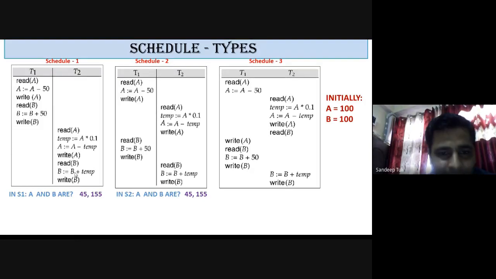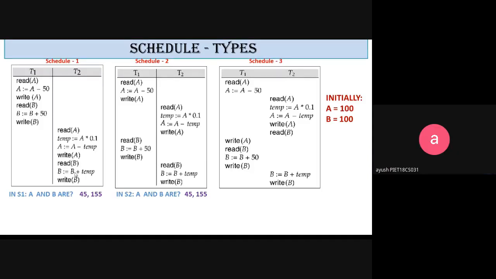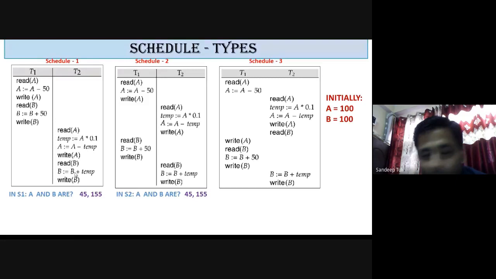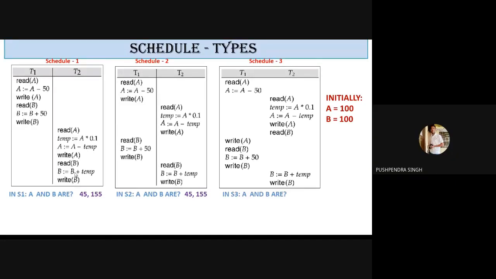Now you can see that schedule 1 is serial, but schedule 2 is a non-serial schedule. In spite of that, both are producing the same results. Okay? Now come on to schedule 3. What could be the value?